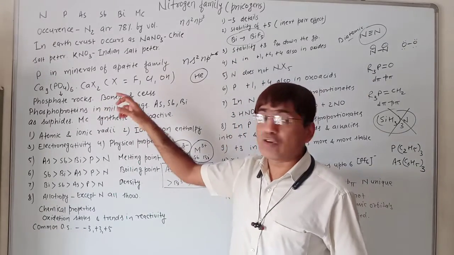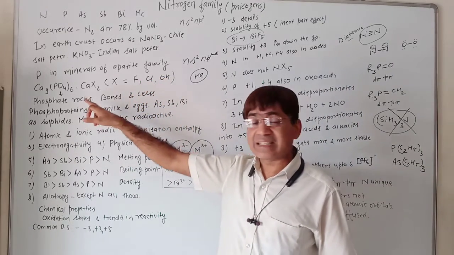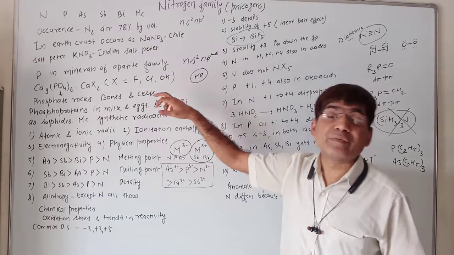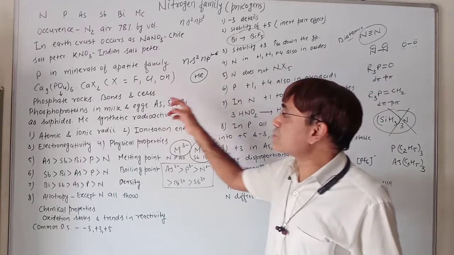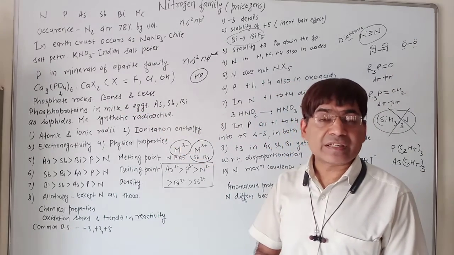So the general formula for the members of minerals of the apatite family is Ca9(PO4)6·CaX2, where X may be fluorine, chlorine or OH. Clear? Now next, we say the minerals of the apatite family are found in what?